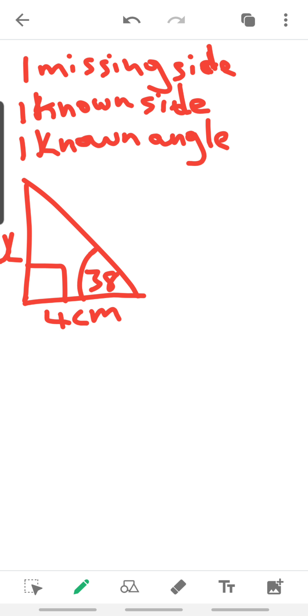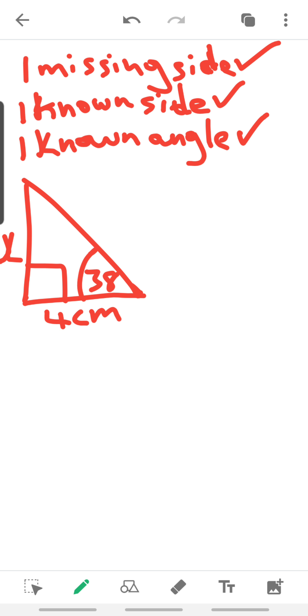So we have our known angle, which is 38 degrees. We have a known side, which is 4 centimeters. And we have our missing side, which is x. So therefore, we can actually solve for x using our trigonometric ratios. We're going to do this by simply following some steps, okay?